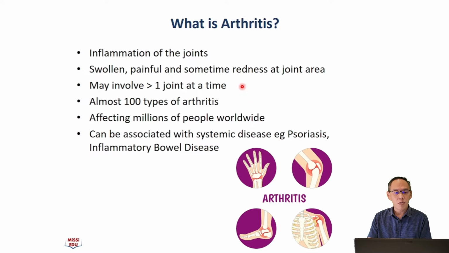There are more than 100 types of arthritis that we know of, and they affect millions and millions of people worldwide. It can be associated with systemic disease, not only diseases pertaining to the joint, but also as a manifestation of a systemic disease, for example psoriasis, inflammatory bowel disease, or some other autoimmune disease, for example systemic lupus erythematosus, SLE.